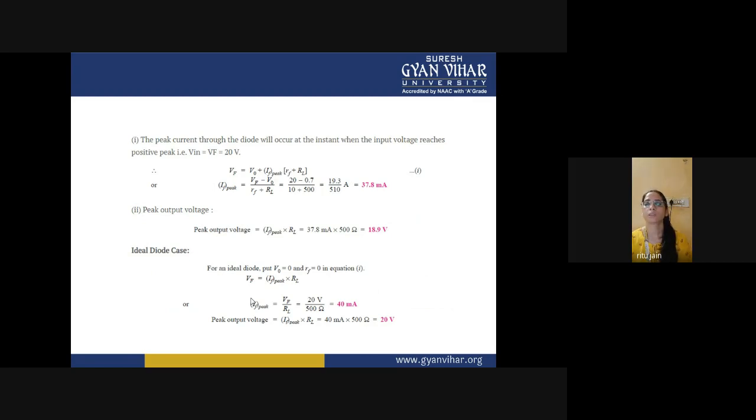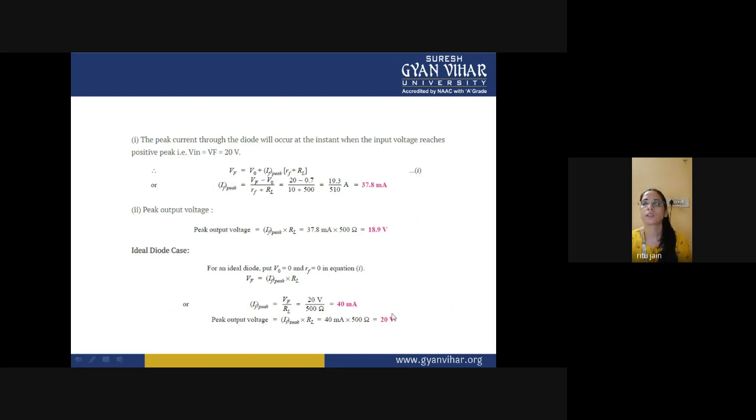So that's why we take V naught equal to zero, and RF is also equal to zero. So the forward voltage is equal to IF peak into RL, and the peak current flowing through the diode is equal to VF upon RL. So it will be 20 volt upon 500 ohm, that is 40 milliamperes, and the peak output voltage will be 20 volts.